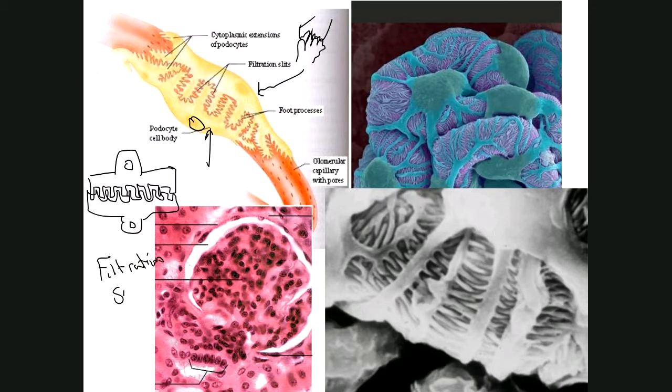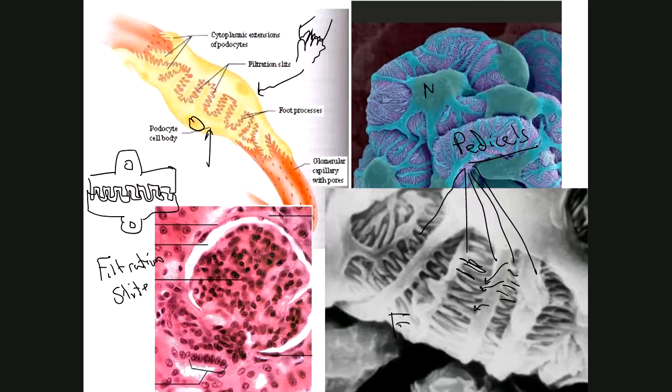So look at this over here. There's the little feet right there. And look how they're interdigitated. This goes in here and this goes in here like this. And little tiny spaces are created in here. Those are those filtration slits. And you can see them over here. There's the nucleus and the cell body. Here's all of these little feet. The feet are called pedicels. So these are pedicels right here. And remember, in between them are little spaces, which are called filtration slits.